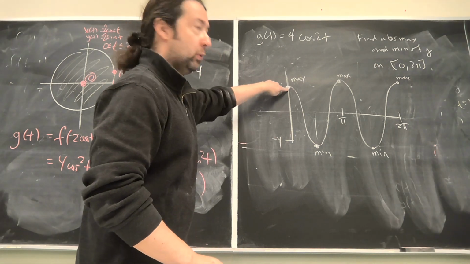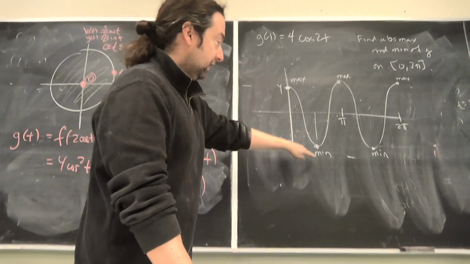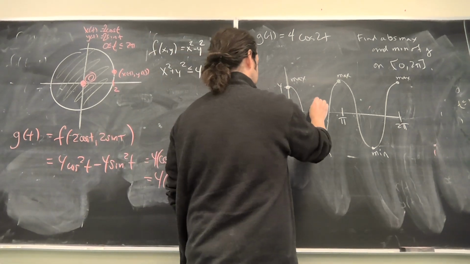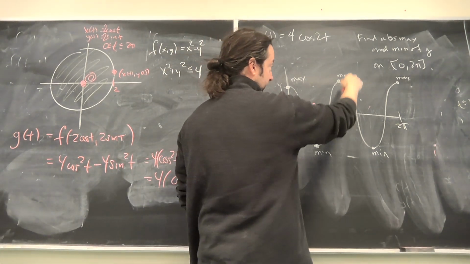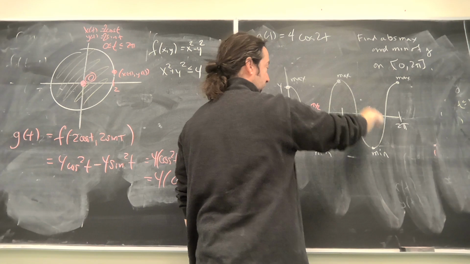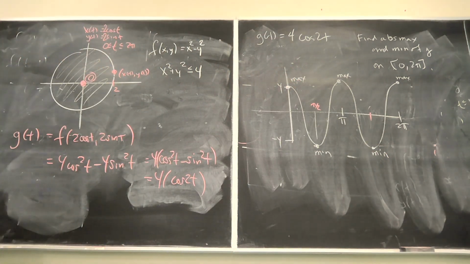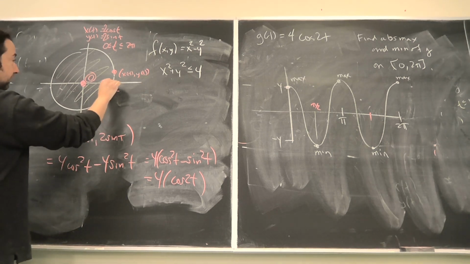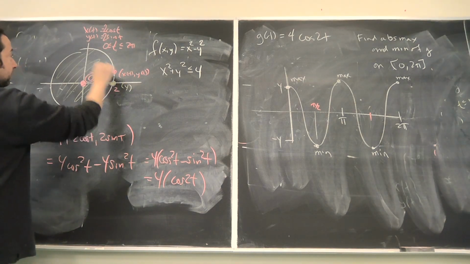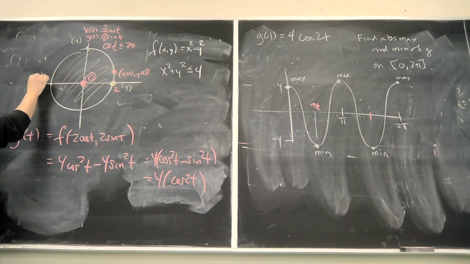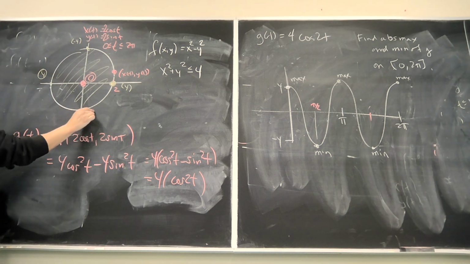It has a value of 4 when t is equal to 0. It has a value of minus 4 when t is equal to pi over 2. Pi spits out a value of 4. 3 pi over 2 spits out a value of minus 4. If I went back up to the unit circle, what that says is this function has the value here of 4. It has a value of minus 4 right here. It has a value of positive 4 right here, and a value of negative 4 right here.